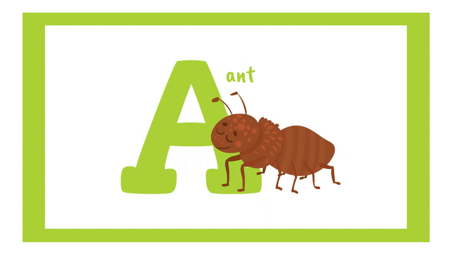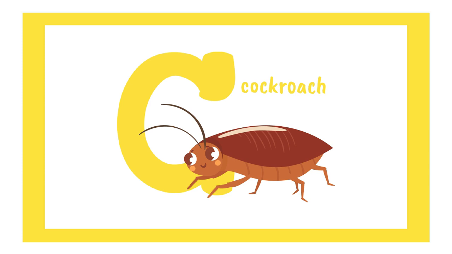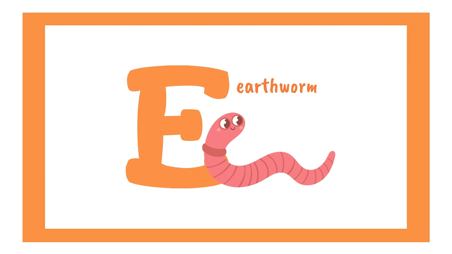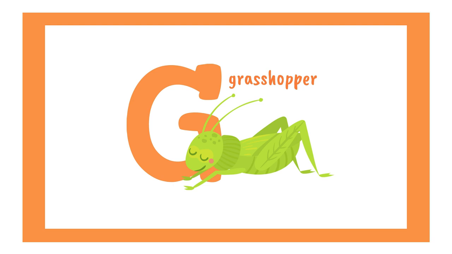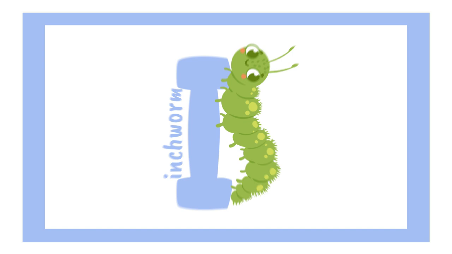A for Ant. B for Bumblebee. C for Cockroach. D for Dragonfly. E for Earthworm. F for Firefly. G for Grasshopper. H for Hummingbird Moth. I for Inchworm. J for Junebug.